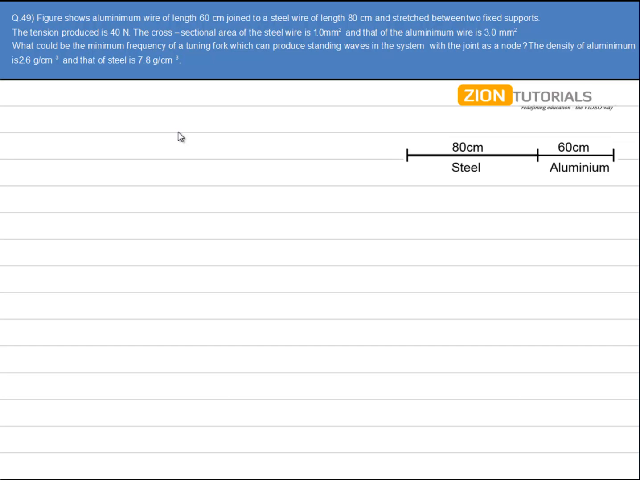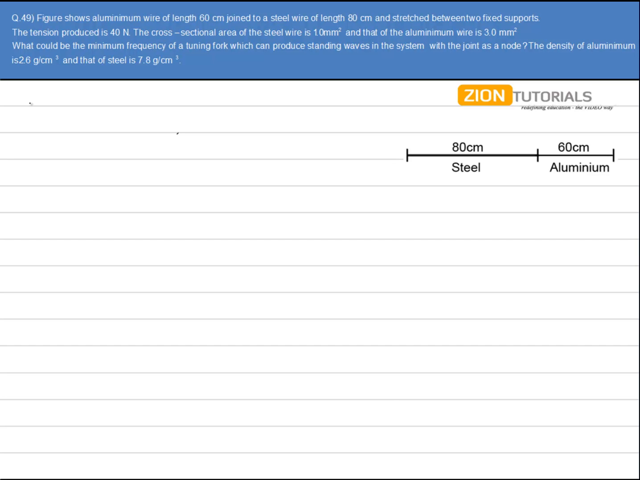Figure shows aluminum wire of length 60 cm joined to a steel wire of length 80 cm and stretched between the two supports. The tension produces 40 Newton. The cross-sectional area of the steel wire and aluminum wire is 1 mm square and 3 mm square respectively. What could be the minimum frequency of the tuning fork which can produce standing wave in the system with the joint as a node? The density of aluminum is 2.6 gram per centimeter cube and that of steel is 7.8 gram per centimeter cube.